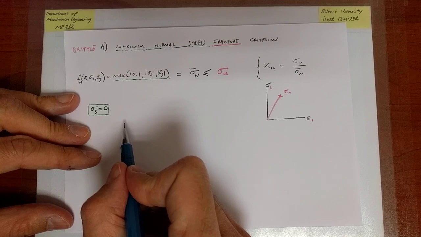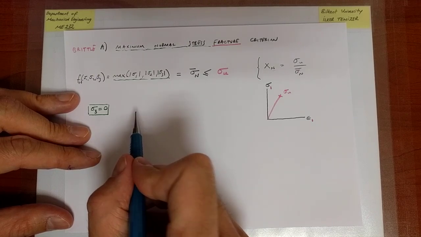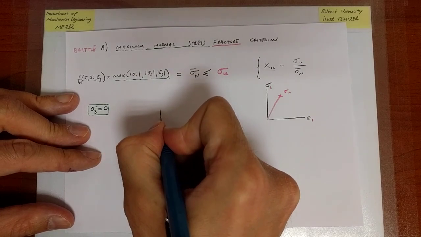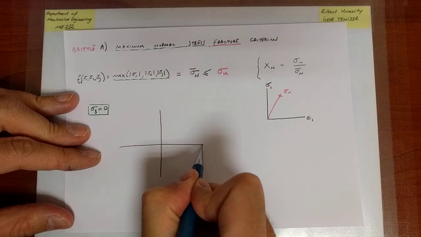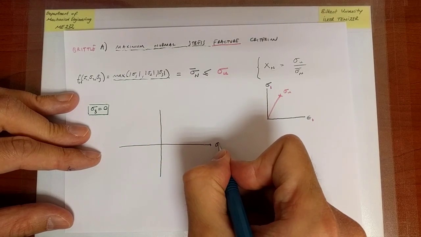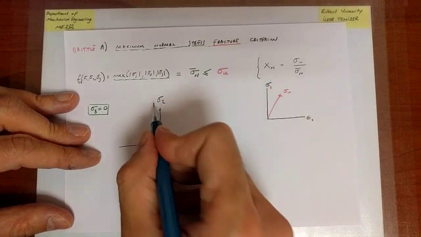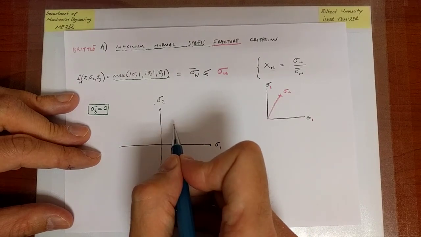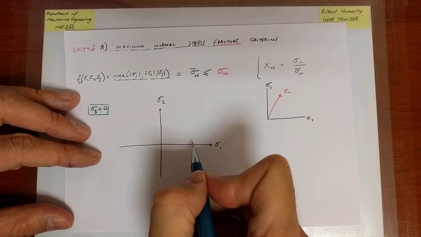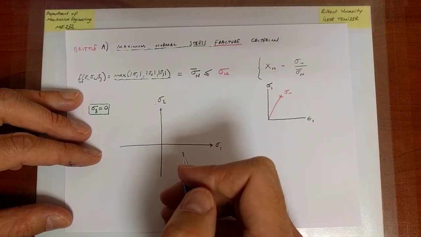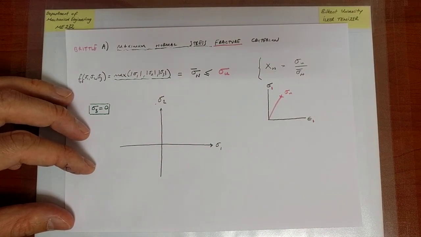Okay? And what I would like to do is plot, in the sigma 1, sigma 2 plane, the combinations of all possible sigma 1 and sigma 2 that eventually cause the material to break. And the locus of all points eventually will constitute what we will refer to as the failure surface. So let me explain what I'm trying to say here.